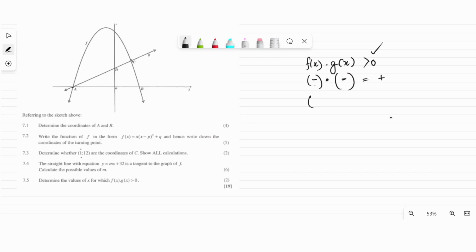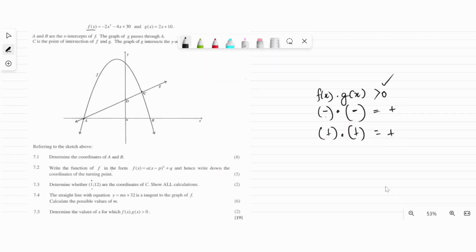Or it can be that f of x is positive, multiplied by g of x which is also positive. So a positive multiplied by a positive is going to give me a positive. So we need to find where they are either both negative or both positive. So let's go. But before we do that, we need to find their intersects. We have two intersects. We have a, which we found as -5 and 0, and here we found it as 3, if I'm not mistaken. 3 and 0. Let me check.